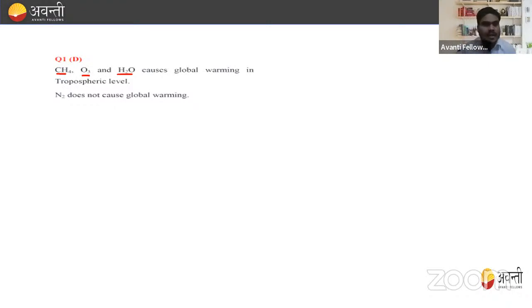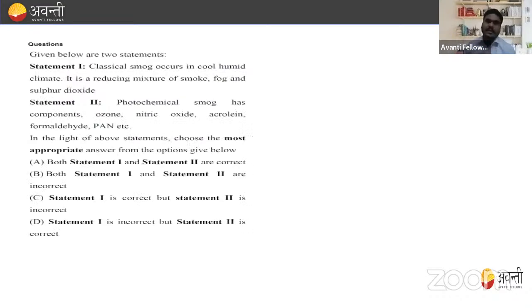Okay, shall we move to the next question? In this question, two statements were given. This question also belongs to the same topic. We already discussed earlier the classical smoke and the photochemical smoke. Classical smoke is reducing in nature. Photochemical smoke is oxidizing in nature. Classical smoke is also known as London smoke, right? So if you understand this point, then you are able to solve such questions as well. Okay, let's read statement number one.